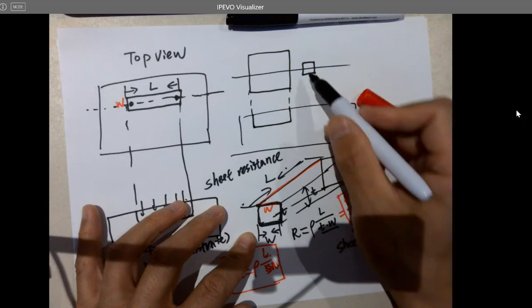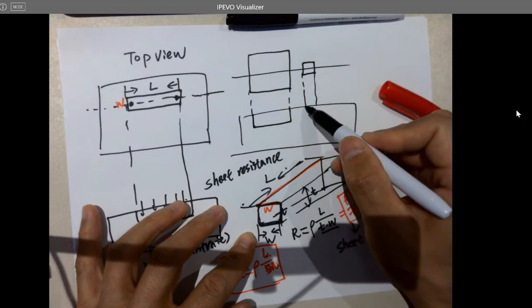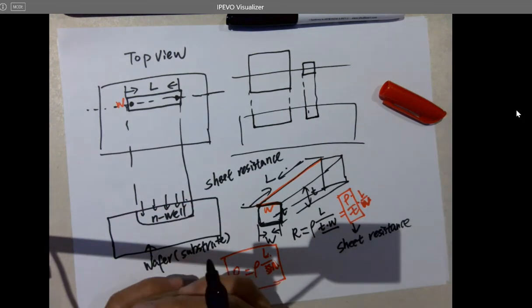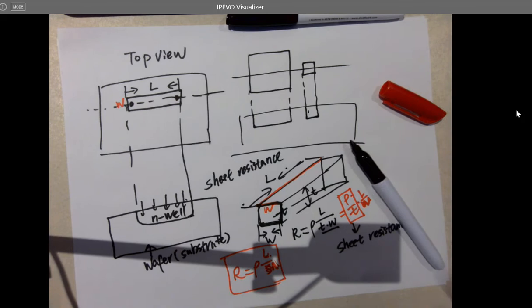Do they have the same thickness? Depth into the material. Yes. Why? Same amount of time in the furnace. Do they have the same resistance? And why?